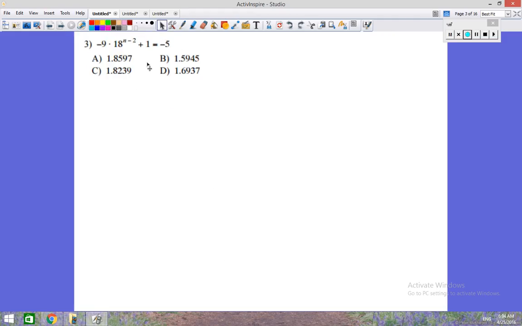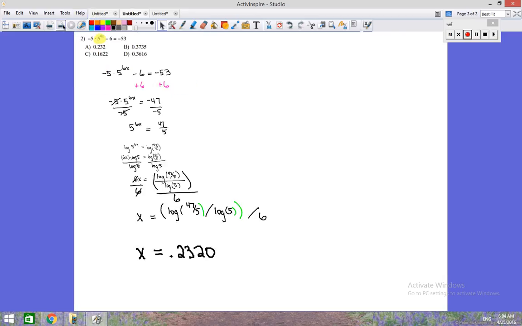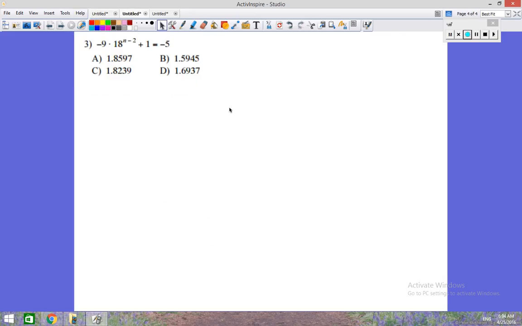Let's take a look now at number 3. Hopefully you're beginning to recognize that there's some repetitiveness in these types of problems, because we again have a single term on here that's -9 times 18 to the n minus 2, plus another term, equaling on the right-hand side a term -5. We want to get eventually the n by itself, but our first goal is to get this factor 18 raised to the n minus 2 by itself.